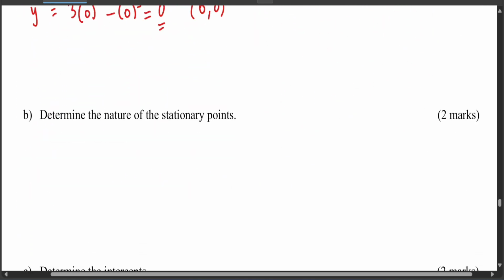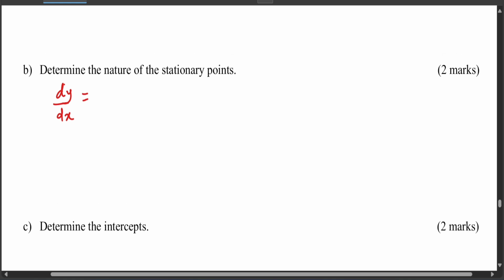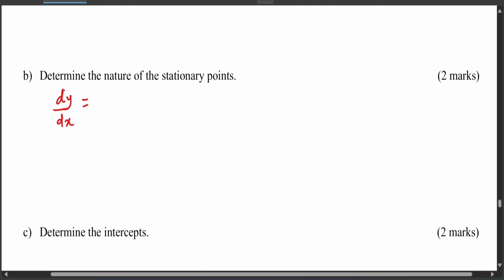Question B. Now, the second question asks you to determine the nature of the stationary points. So now there's a simpler way I can teach you. There's another way. I will teach you the simplest way. I don't know about drawing tables or assuming other big things. So, let's go to our dy/dx function. Our dy/dx was, I think, if I'm not wrong, 6x minus 3x squared. See, it was 6x minus 3x squared.